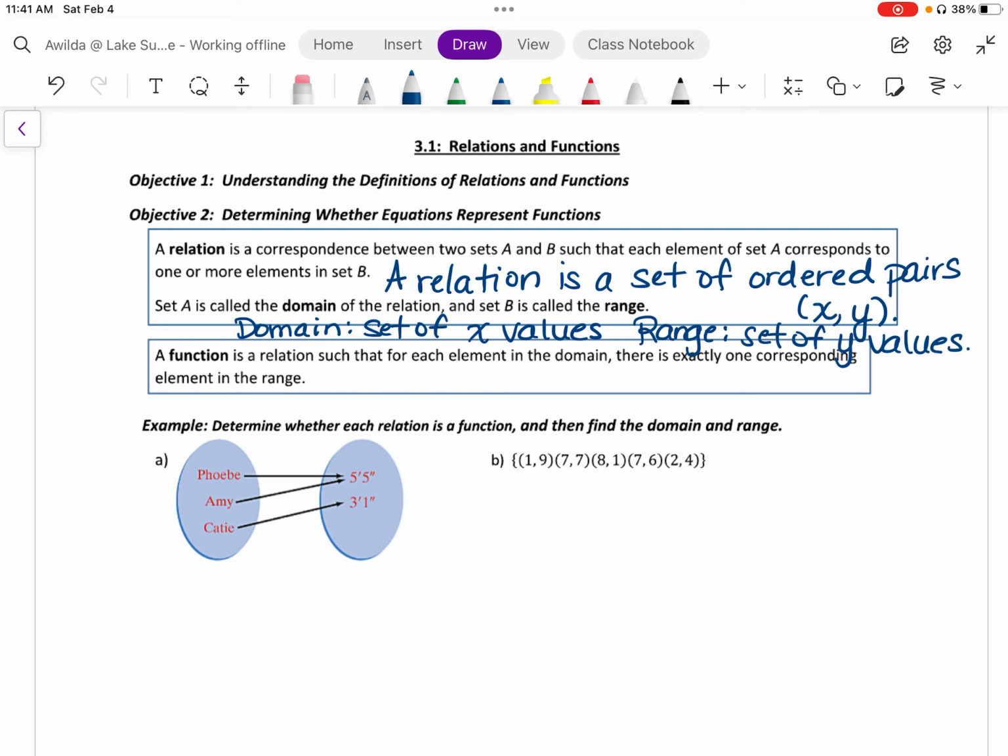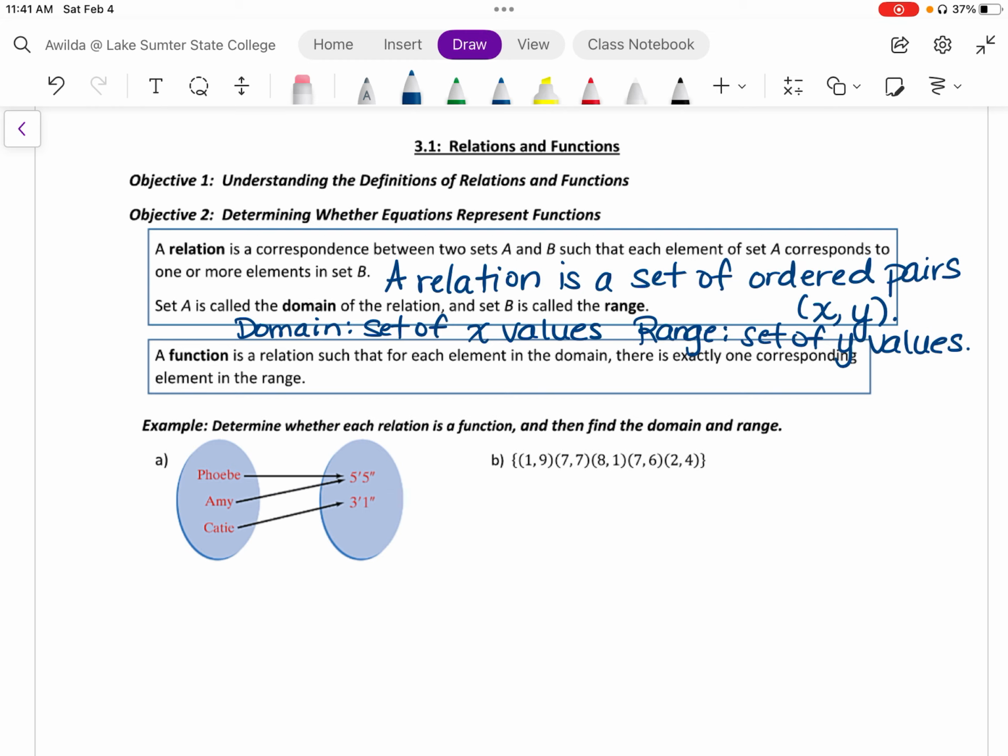A function is a relation, but it has a condition that must be met. A function is a relation such that for each element in the domain, in other words, for each value of x, there is exactly one corresponding element in the range, meaning there is only one corresponding y value. Another way of saying this is that there cannot be two ordered pairs that have the same x coordinate and yet have different y coordinates.